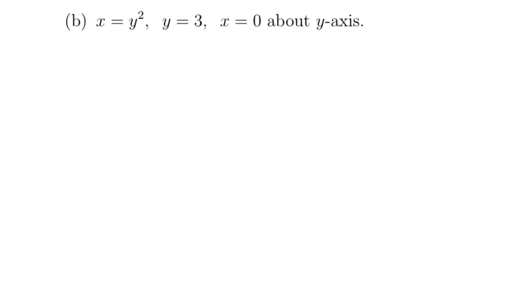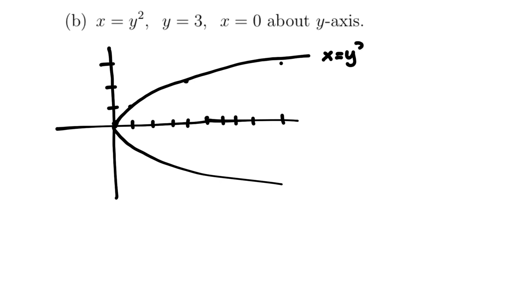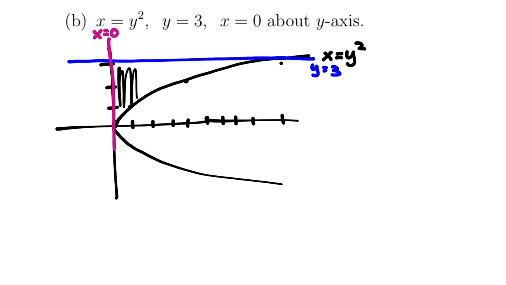I want to point something else out. Okay, guys, here we go. We've got this shape, x equals y squared. It goes 1 to 1, 4 to 2, so the shape goes like this. We have y equals 3, and we have x equals 0. I'm going to label all of my curves. Alex, I want the region bounded by all three of those curves. So it's this region right here.